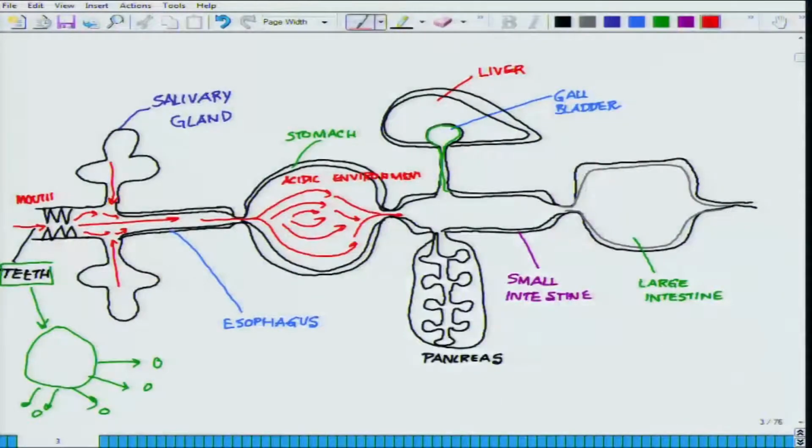Okay. From this acidic environment of the stomach, it moves to the large intestine, which I told you is the zone where a lot of absorption takes place, which I am showing by the arrow. Enormous amount of absorption is taking place. Absorption of food by the blood vessels.